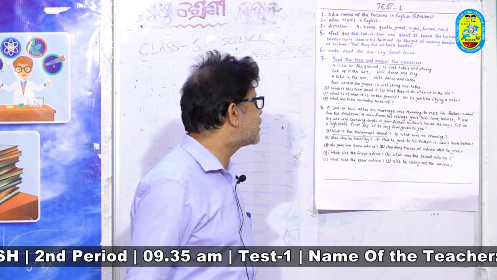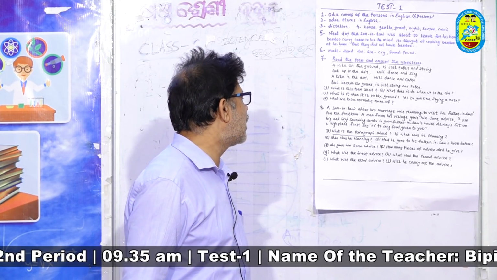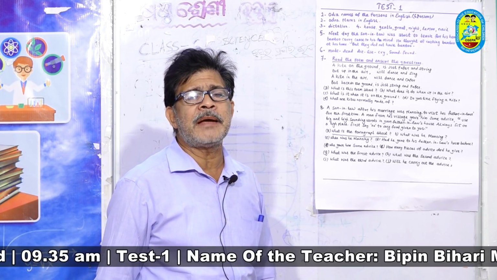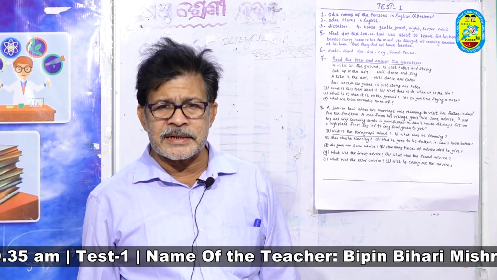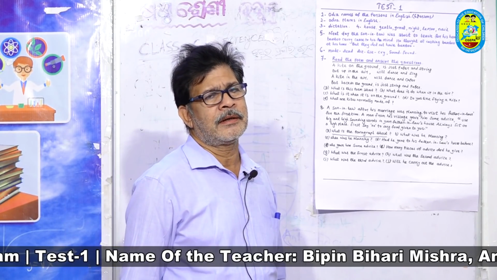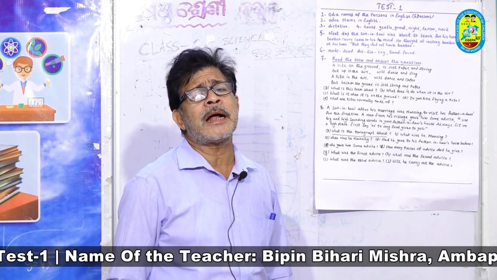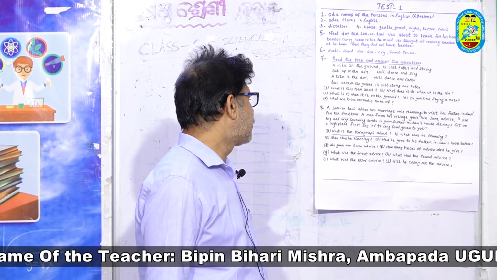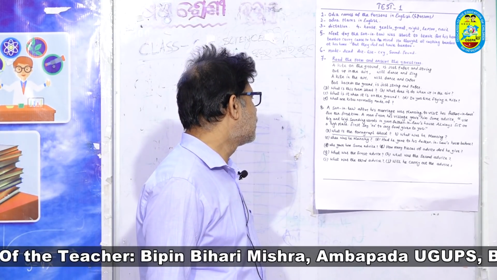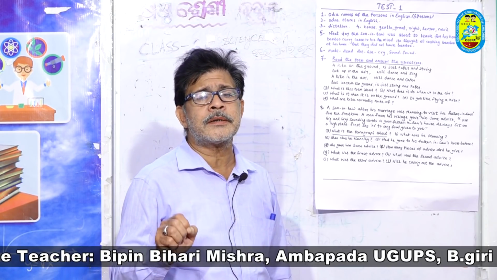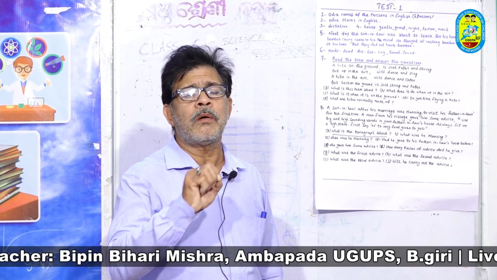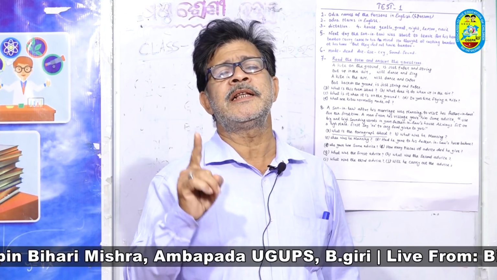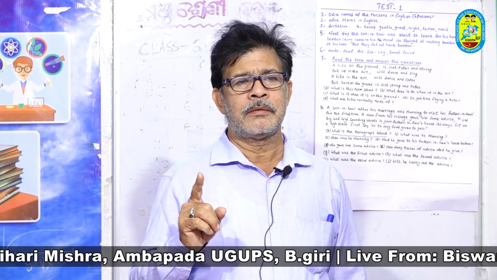What was the second advice? The second advice was: always sit on a high place. And what was the third advice? The third advice was: first say no to all given foods. When food is given to you, you please say no first.